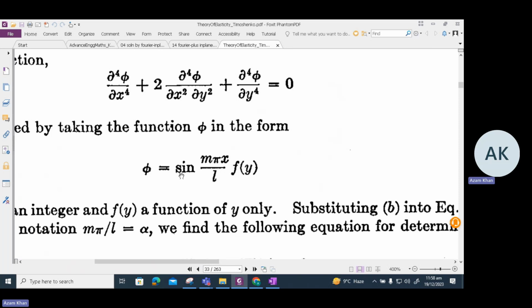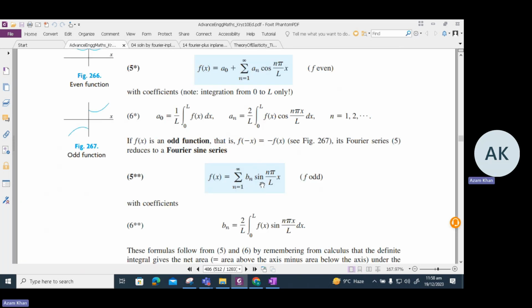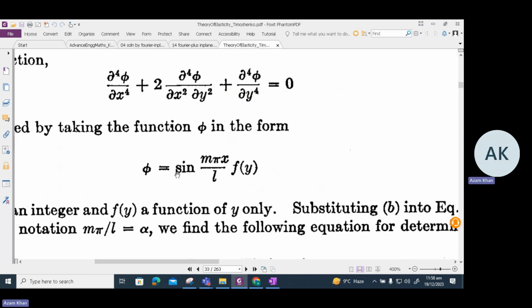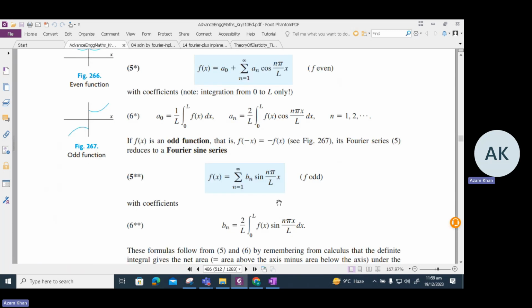This function sine m pi x over L is analogous to half-range sine Fourier series. We are taking only one term of our half-range sine series and we are considering the weighted factor equal to 1. In the case of half-range sine series, we are dealing with only half period of the function. Thus, we are integrating our function between 0 and L.